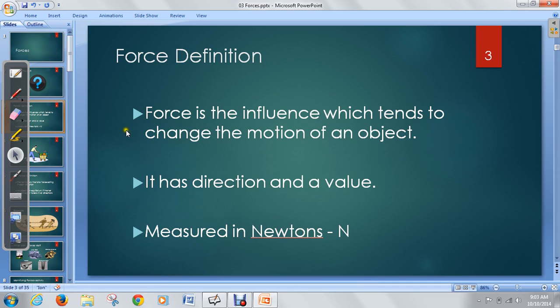Okay, so forces have value and direction. So they're a vector quantity, if you know what that means. You have a specific direction you push and a specific value of the force, or how much you're pushing, right? And then forces are measured in newtons, and we'll get to this a little bit later on, but this is a unit to help us measure force.